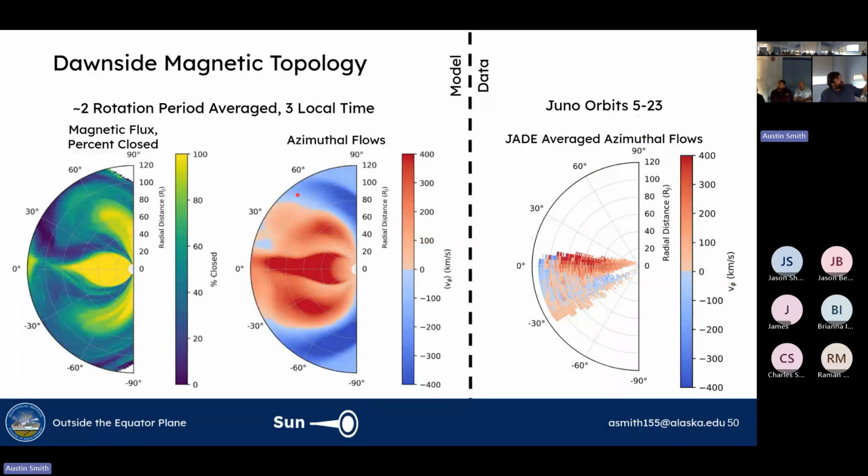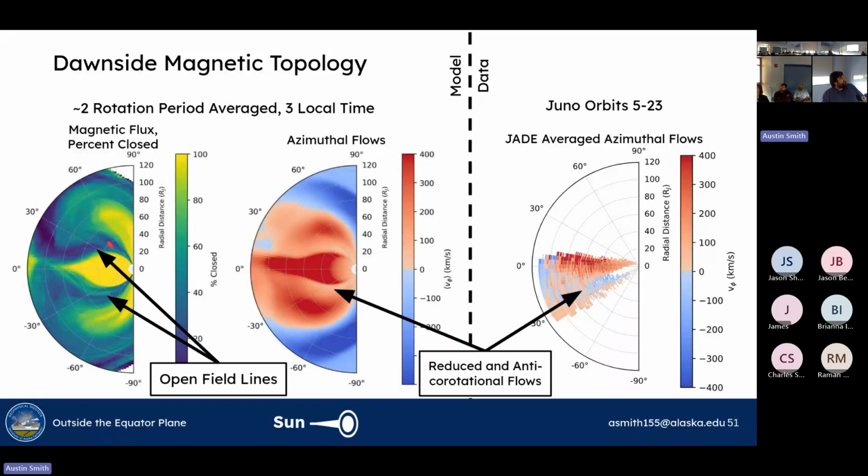And in the model, we did a 2 rotation period average at 3 local time. And because in the model, you can trace the field lines instantaneously, we can see here in yellow is the magnetodisk, which is closed, 100% closed. And then there's this region of open field lines in between this very high latitude closed structure. And that is that closed dayside region, just because this is a slice. And in this open region, we see in the model reduced co-rotational flows.